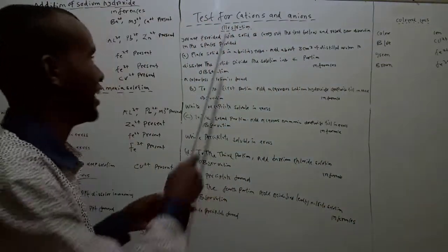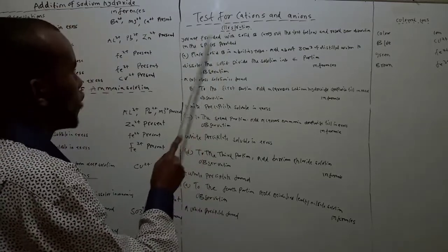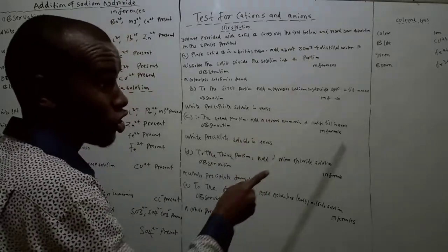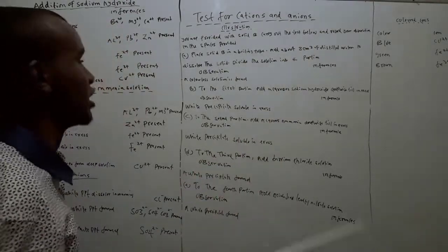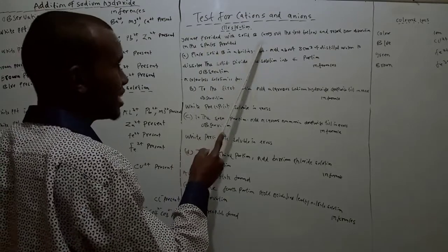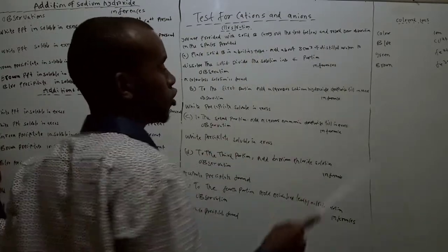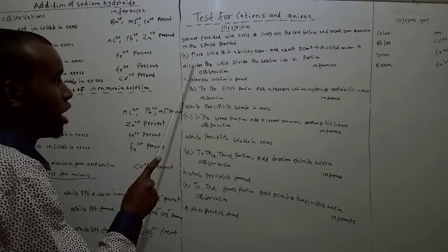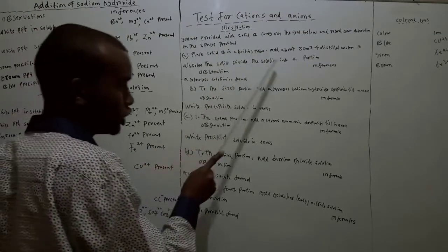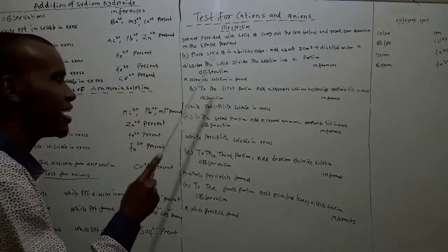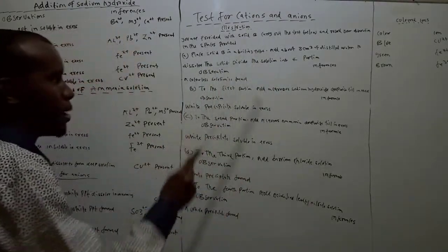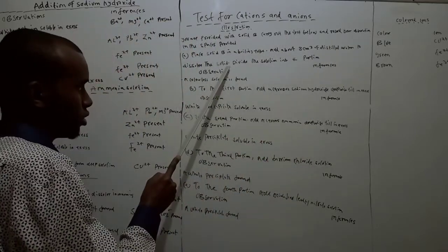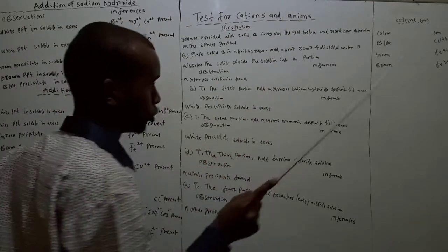Now we are told, illustration, you are provided with solid B. Carry out the test below and record your observation in the space provided. A, you are told, place solid B in a boiling tube. Add about 8 cm of distilled water to dissolve the solid. Divide the solution into 4 portions.